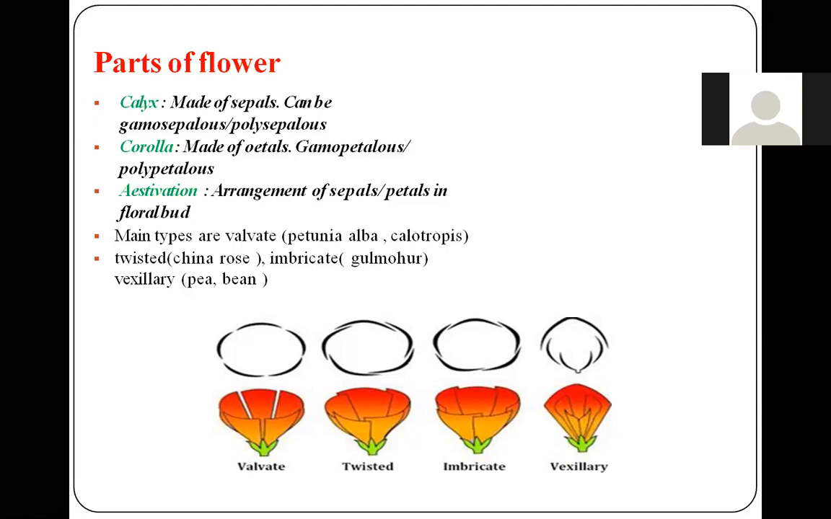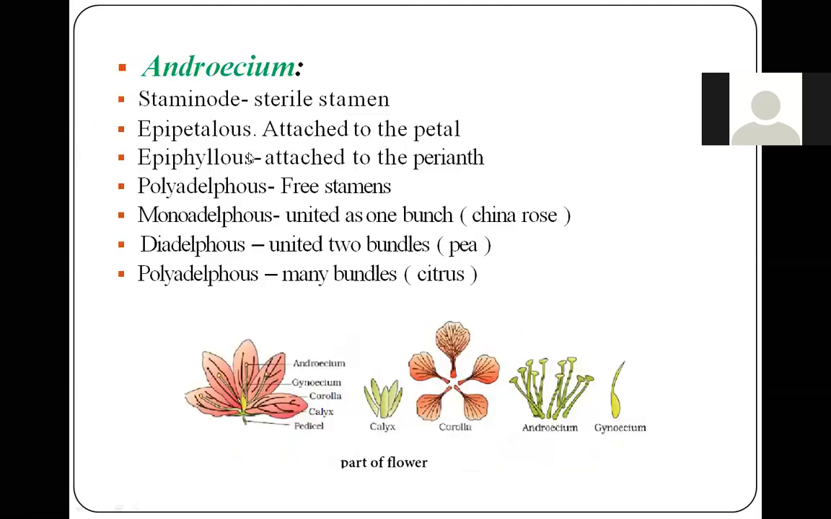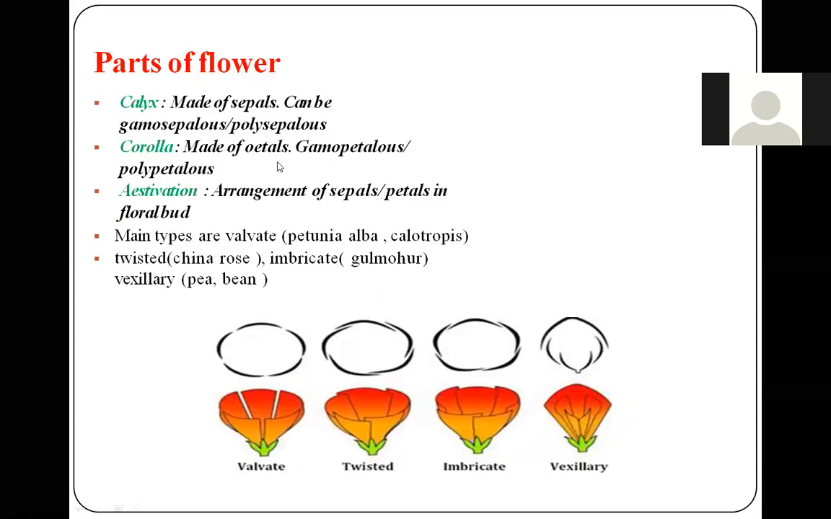Corolla is the second part, and that is made up of petals. Here I have written it as "ortals" by mistake, sorry for that, but it is made up of petals. That is the colorful petals which are seen in the flower, that is the corolla. It is also gamopetalous and polypetalous. Gamopetalous is when they are not united with each other. If they are united to form a full flower, then they are said to be polypetalous, where all the petals are joining with each other to form the whole petal formation.